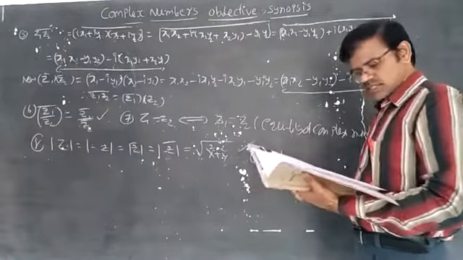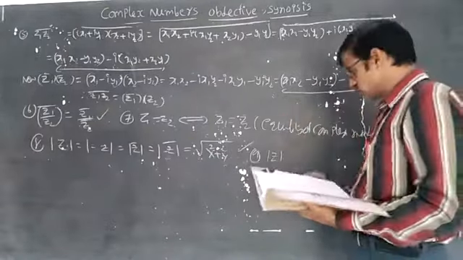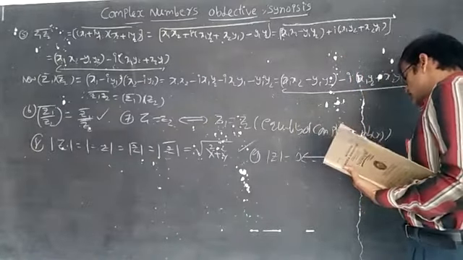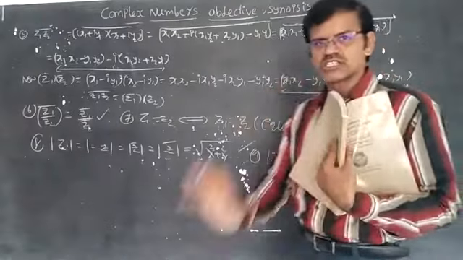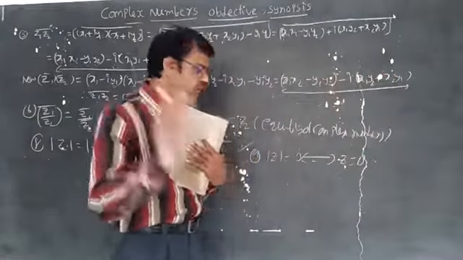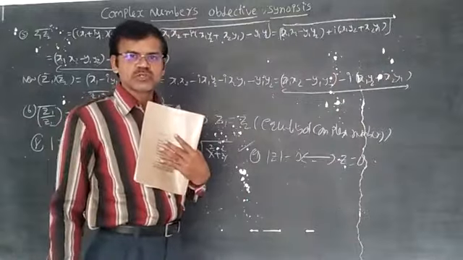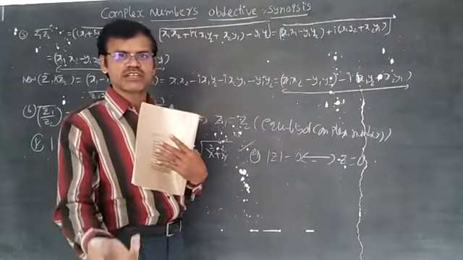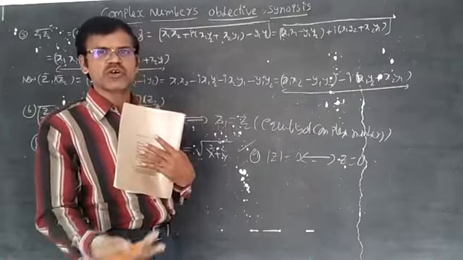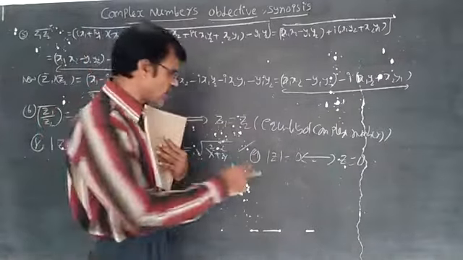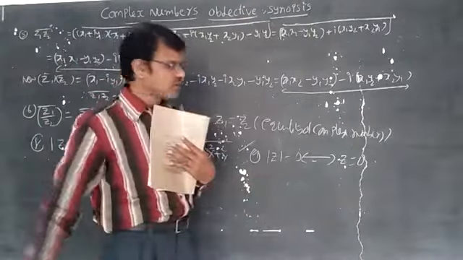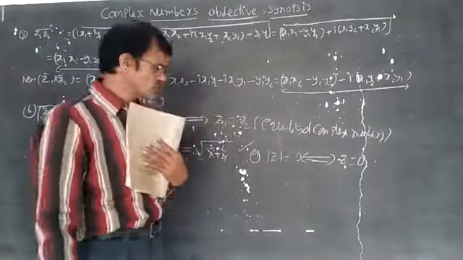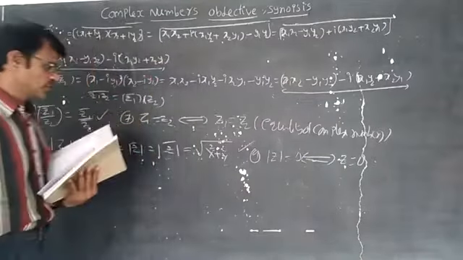If modulus z is equal to 0, then in the similar way, if and only if z is equal to 0. Otherwise there is no complex number whose modulus becomes 0. So for the complex number 0, 0 plus i into 0, or 0 minus i into 0, or i into 0 plus 0, or i into 0 minus 0, such complex numbers' modulus is always 0. That is why I am indicating here "if and only if". So z is equal to 0, then modulus z is equal to 0.